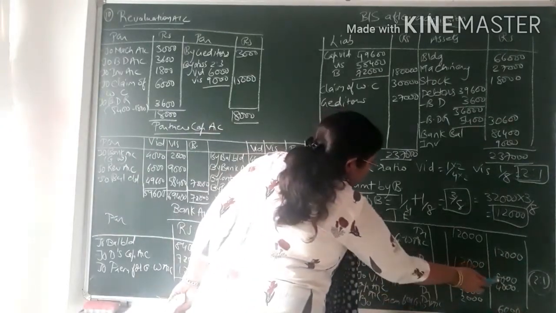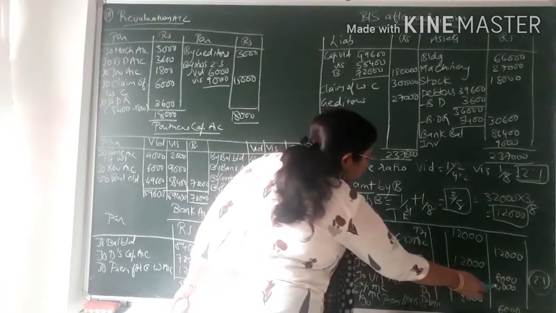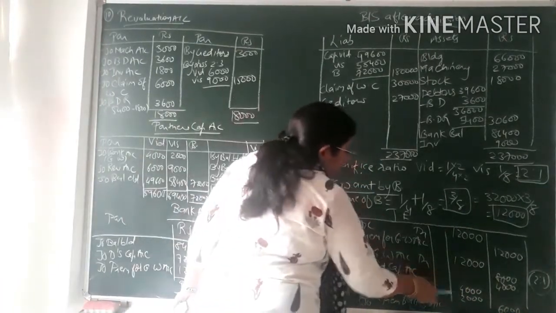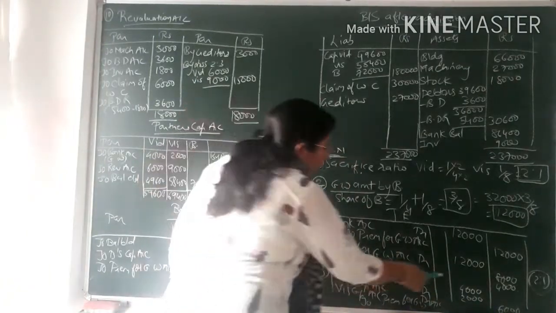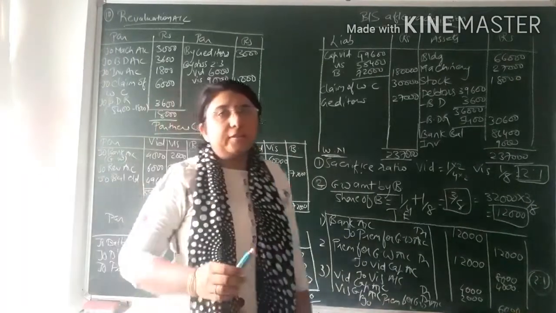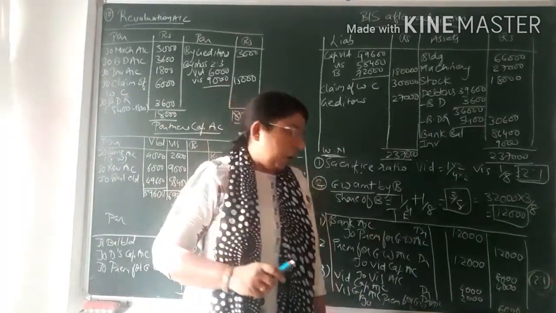Here you can see, half of 8,000 would come to 4,000, half of 4,000 would come to 2,000. So half of the amount they are withdrawing. So 4,000 and 2,000, and the total comes to 6,000. So these three journal entries we have to post in the related accounts.